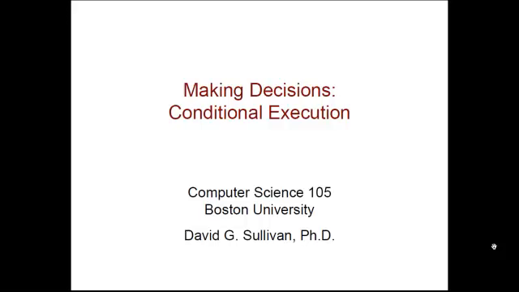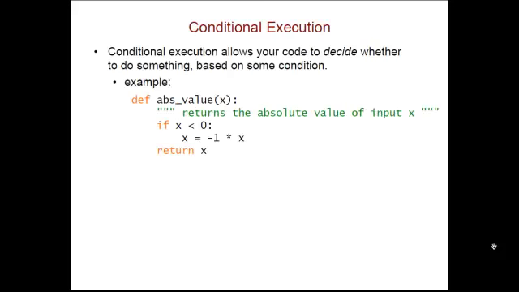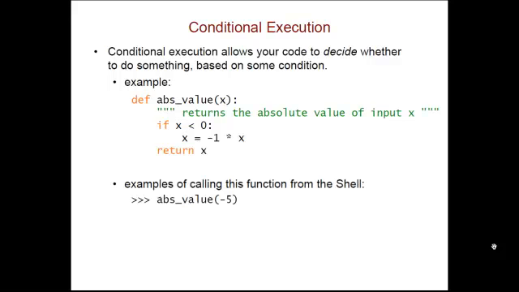In this video, we're going to look at statements that allow our programs to decide what to do based on a condition. So for example, here's a function called abs value. It takes in a number x and it returns the absolute value of that number. So for example, if we pass in -5 for x, then x is assigned -5, we jump to the function, and the first thing we hit is this new type of statement called an if statement. And we have a condition here, x is less than 0.